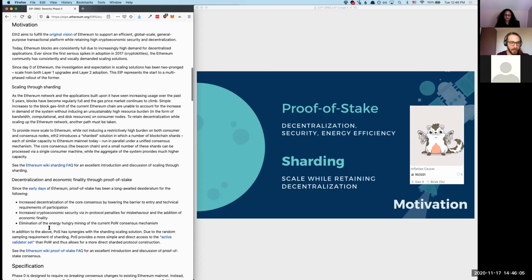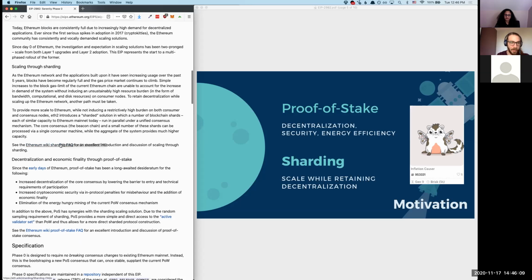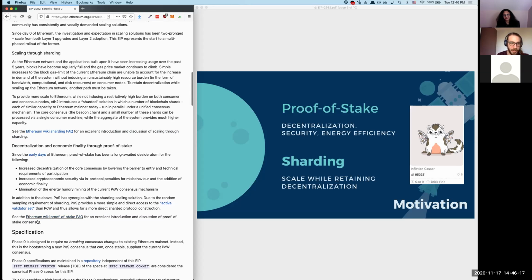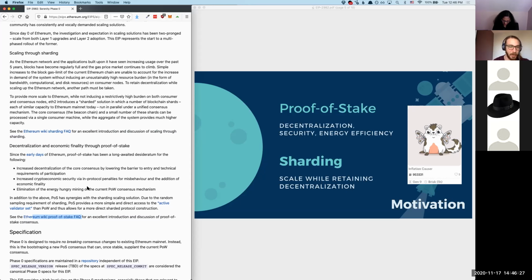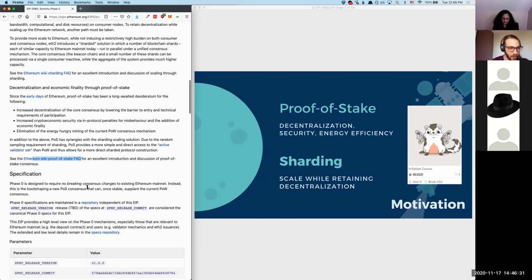And we discussed a little bit here, and we also link to some resources. The Ethereum sharding wiki or sharding FAQ is pretty badass. Check it out. Similarly, the proof of stake FAQ is also badass. If you're looking to dig into these, they're very, very human readable and digestible, as opposed to maybe some of the papers that are linked to here. So check it out.